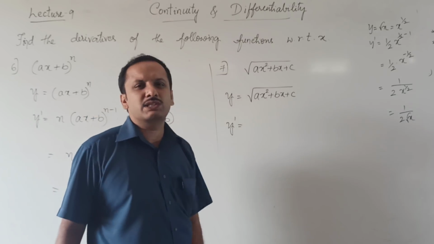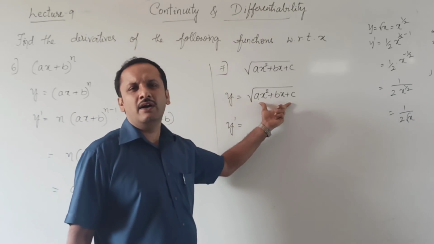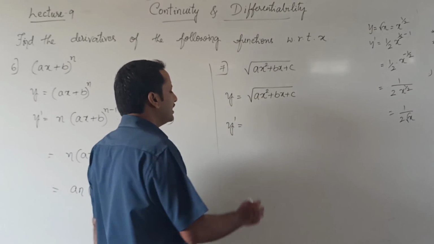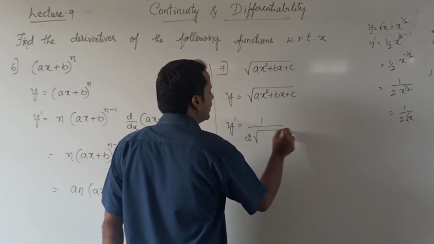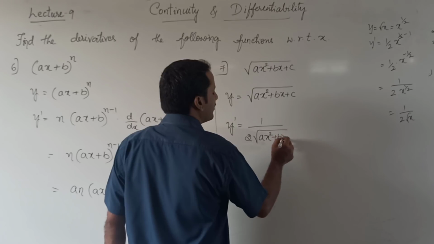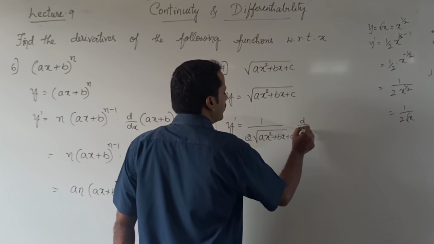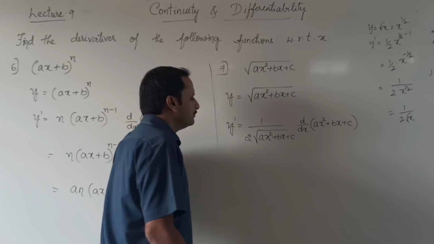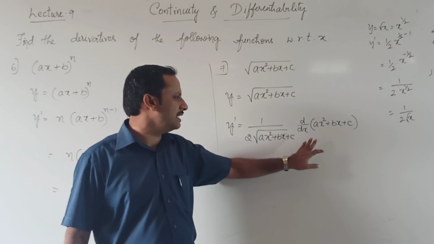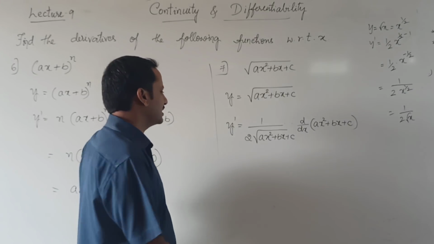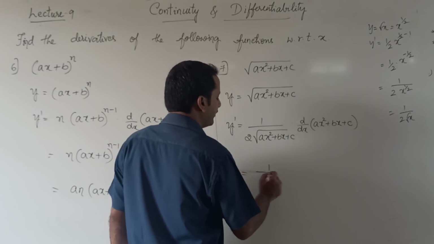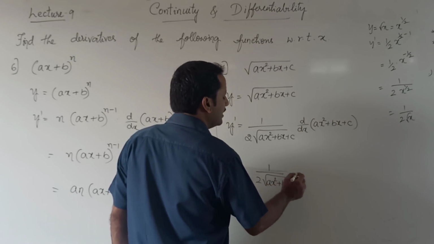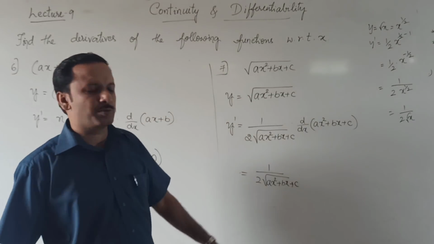Therefore, for the derivative of root of ax square plus bx plus c, you imagine this as root x. The derivative of root x is 1 by 2 root x. So the derivative of this will be 1 by 2 into root of ax square plus bx plus c, into the derivative of ax square plus bx plus c. That is equal to 1 by 2 into root of ax square plus bx plus c into, what is the derivative of ax square plus bx plus c?